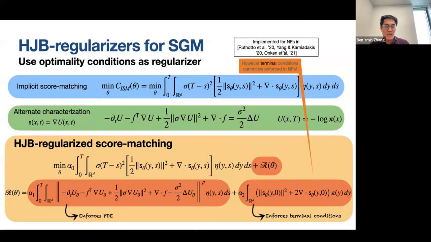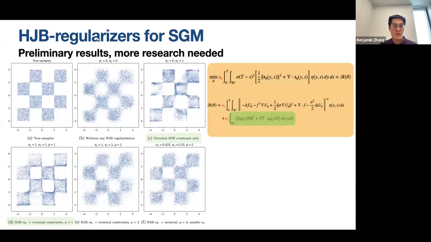And the idea is not necessarily new. People have done it in the past for normalizing flows. It's just that they weren't able to do it for the terminal condition because they didn't have access to the density pi. And they found they can train their models much faster, or it has some benefit. It stabilizes the training steps when you're trying to find a generative model. Okay. And for us, we did some preliminary experiments, just trying to explore what this does.